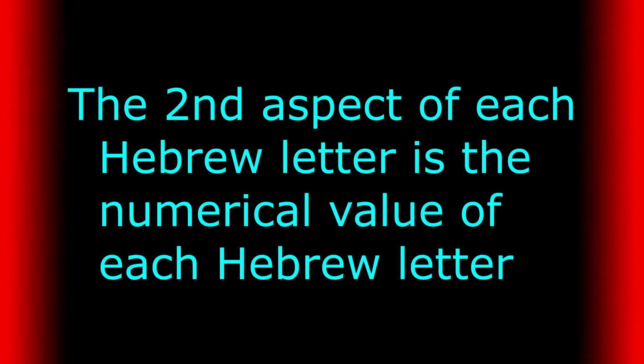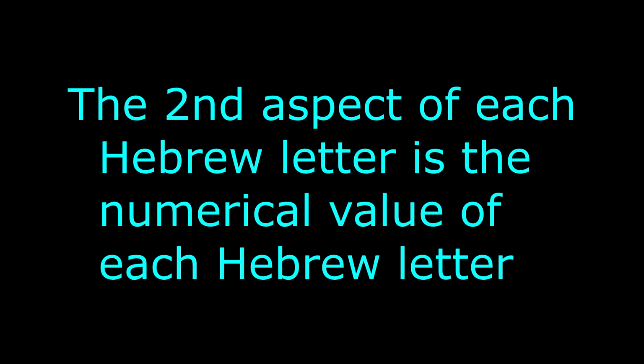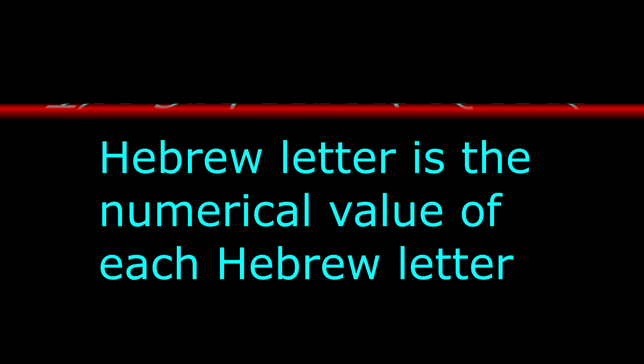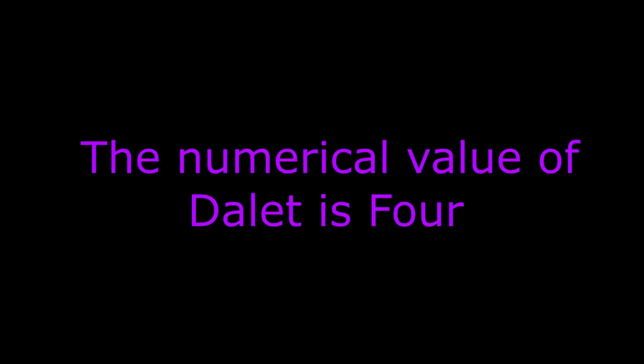The second aspect of each Hebrew letter is the numerical value of that Hebrew letter. Can you guess what the numerical value of dalet is? The numerical value of aleph is 1. The numerical value of bet, the second Hebrew letter, is 2. The numerical value of gimel, the third Hebrew letter, is 3. And the numerical value of dalet, which is the fourth Hebrew letter, is 4.